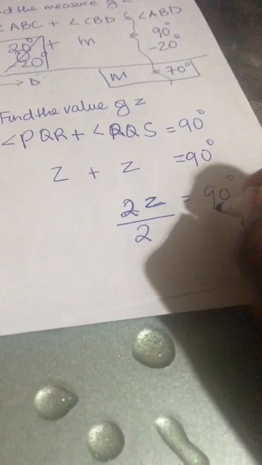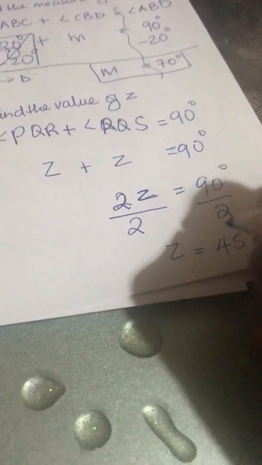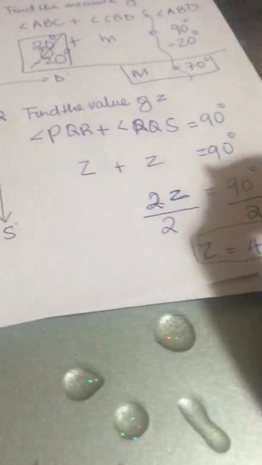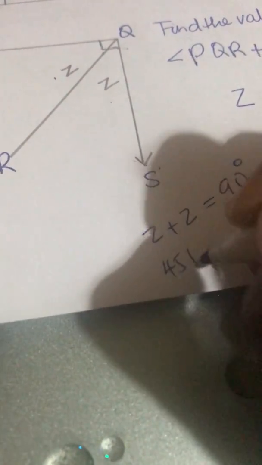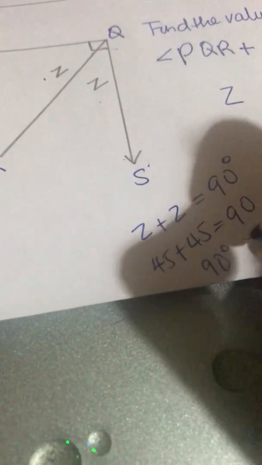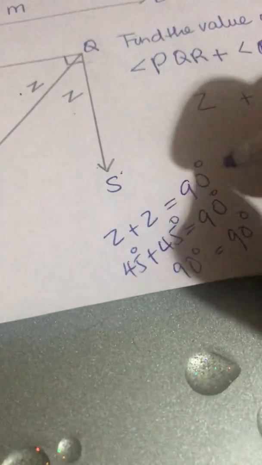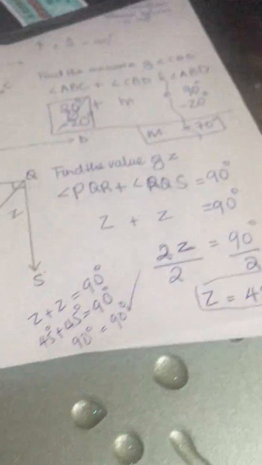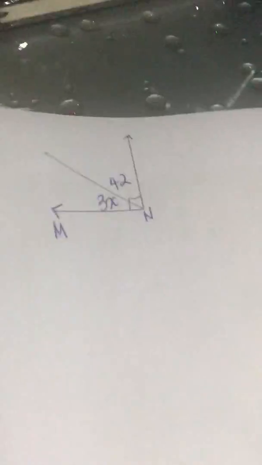Then I divide both sides by 2. Z equals 45 degrees. And if I check, Z plus Z equals 90. 45 plus 45 equals 90. 90 degrees equals 90 degrees. And I know I am correct. Okay, one more example.